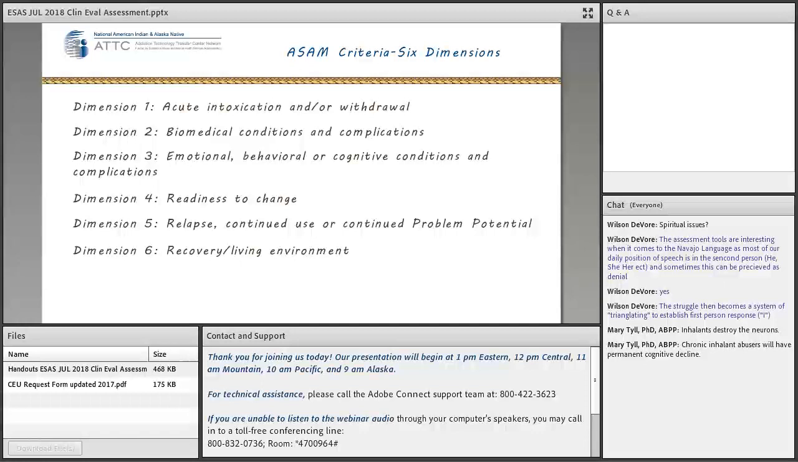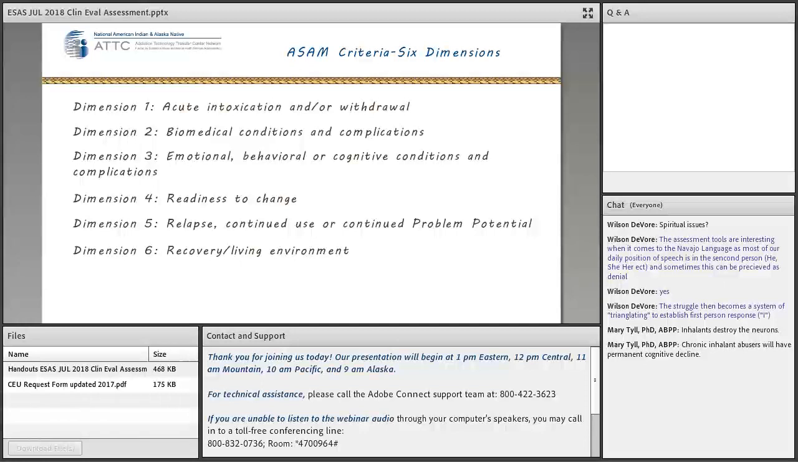So dimension 1 is acute intoxication or withdrawal. Dimension 2 is biomedical conditions, 3 is emotional, behavioral, cognitive conditions, 4 is readiness to change, 5 is relapse, continued use, or continued problem potential, and 6 is recovery living environment. So acute intoxication or withdrawal: is this something that's needed right away? If so, they might need detox. So biomedical conditions and implications.